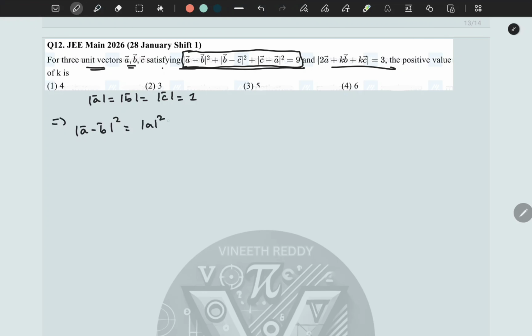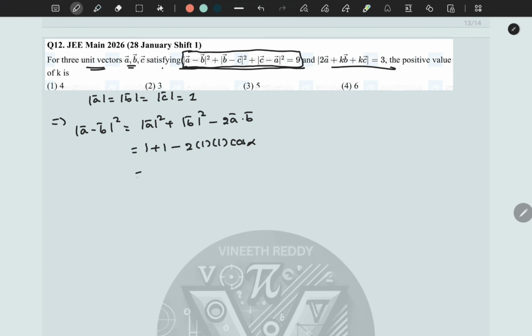Mod A minus B whole square will be mod A square plus mod B square minus 2A dot B. So it will be 1 plus 1. A dot B will be magnitude of A into magnitude of B into cos theta, or let us say cos alpha. Angle between A, B, let us say, is alpha. Angle between B, C is, let us say, beta. And angle between C, A is, let us say, gamma.